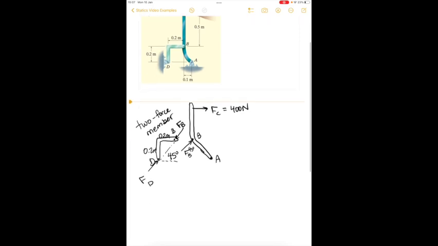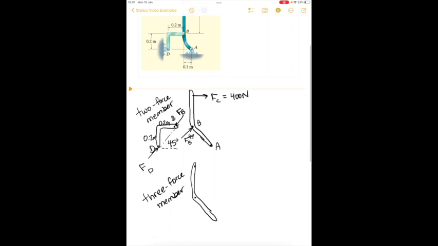And now we can even simplify it further because now we see that member ABC is a three-force member. So now we have a three-force member. If you remember, a three-force member can either have all of the forces point to a single point, or they can be parallel.